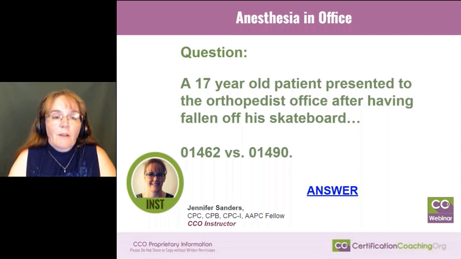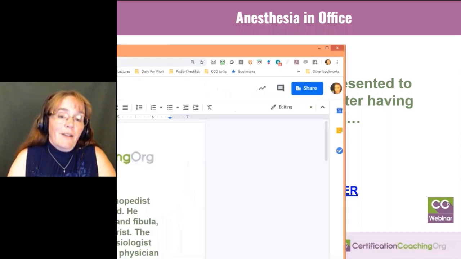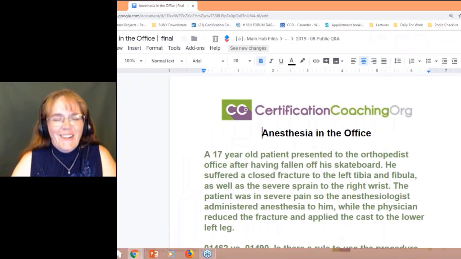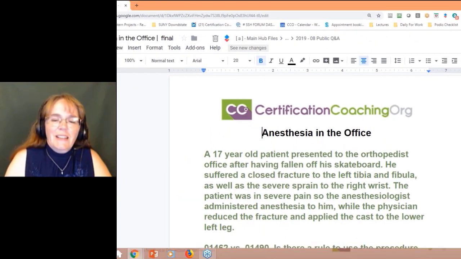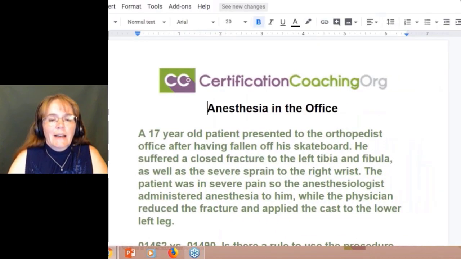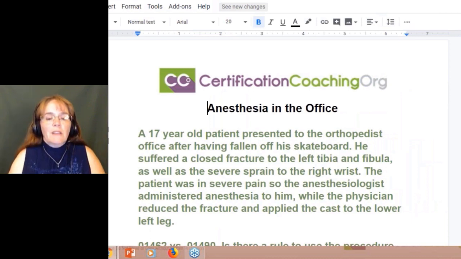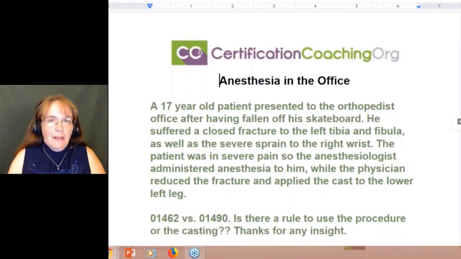Well, I don't have the answer sheet. Okay. So a 17-year-old patient came to the orthopedic office after falling off their skateboard. So this has to have just happened because he suffered a closed fracture of the left tibia and fibula, as well as a severe sprain to the right wrist. So the patient was in severe pain. That's why I think it just happened. They're in so much pain.